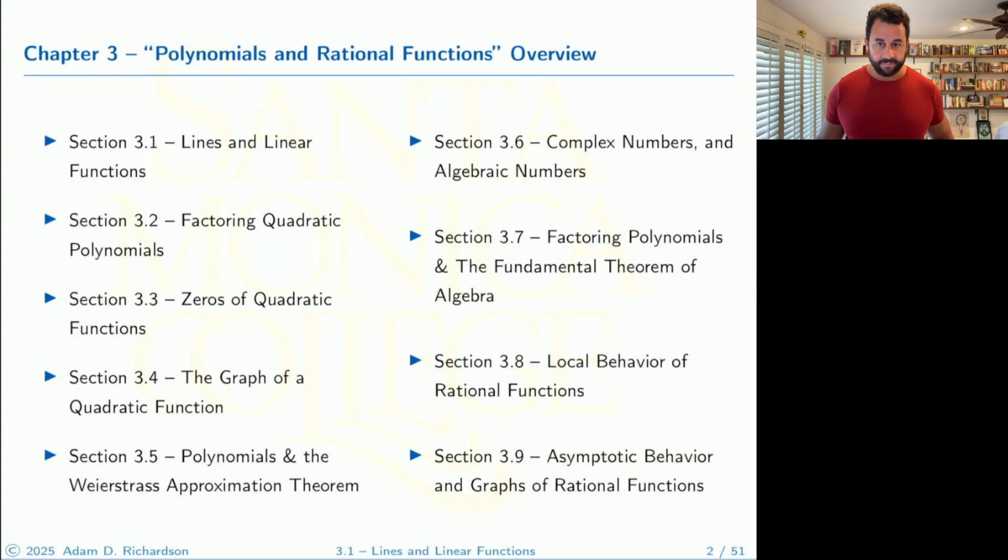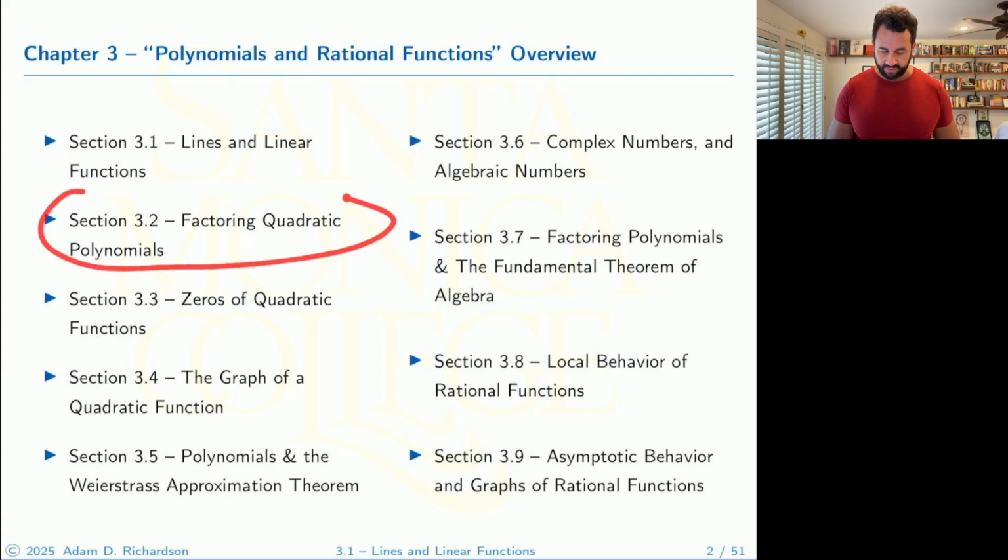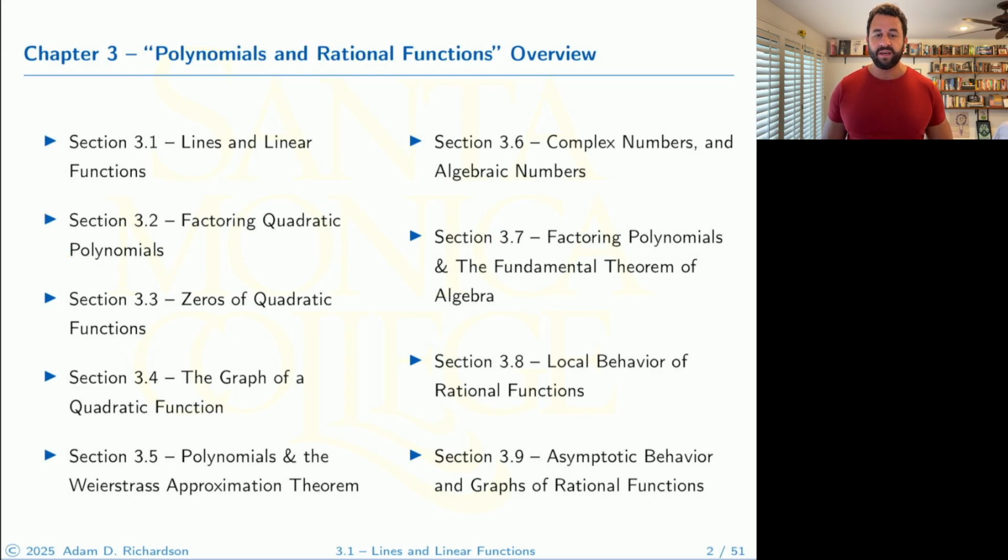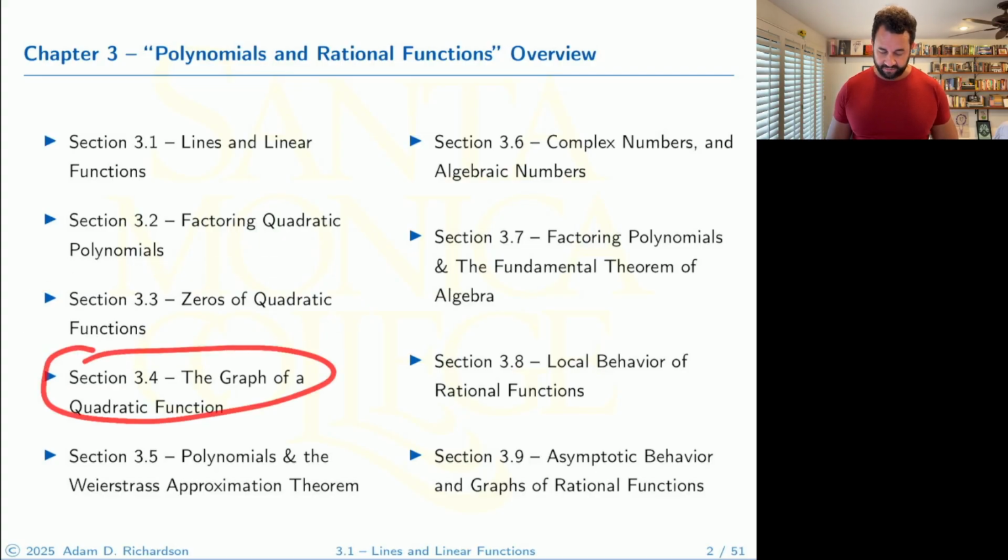Okay. All right, so just a quick overview of the whole chapter, all of Chapter 3. The first section is all about lines and linear functions. That's the lesson we're going to do today. Next time, we're going to talk about factoring quadratic polynomials. That is the section that is literally just factoring quadratic expressions. So a lot of practice with that. Then we're going to talk about finding zeros of quadratic functions, then the graph of a quadratic function.